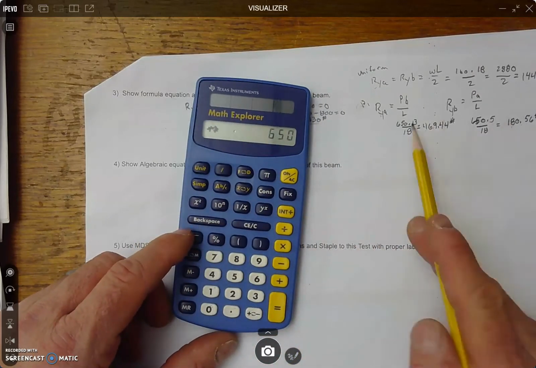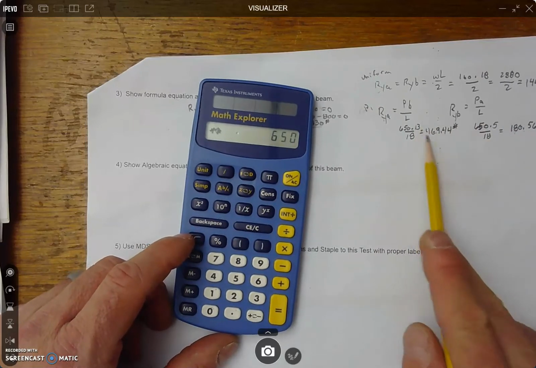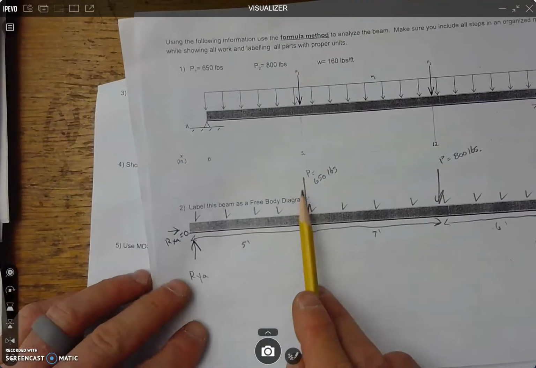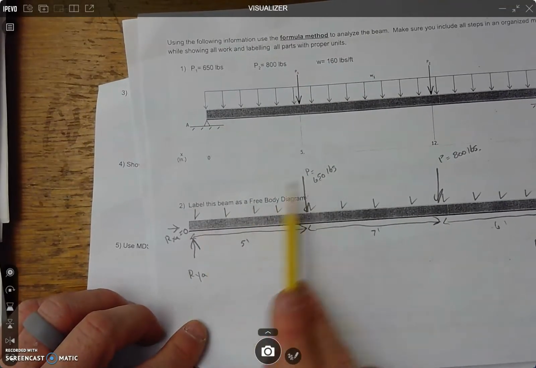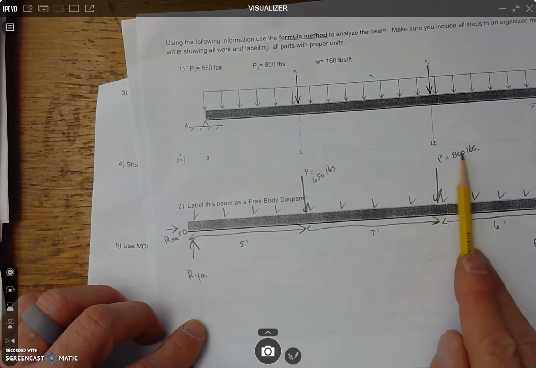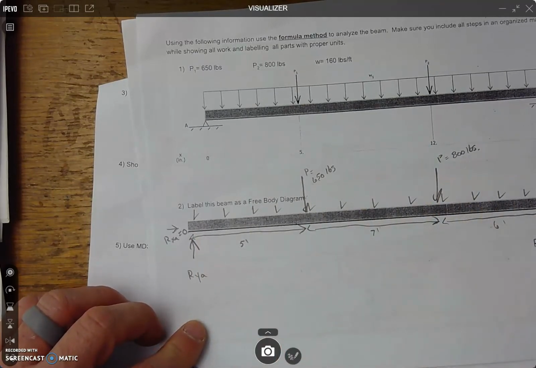Okay, so that load's 650 pounds. We know that. 469 of it's going to be carried by RYA. And why is 469 pounds of this load going to be carried here? Because it's closer to that. It's going to be the opposite here. Most of this is going to be carried by RYB.